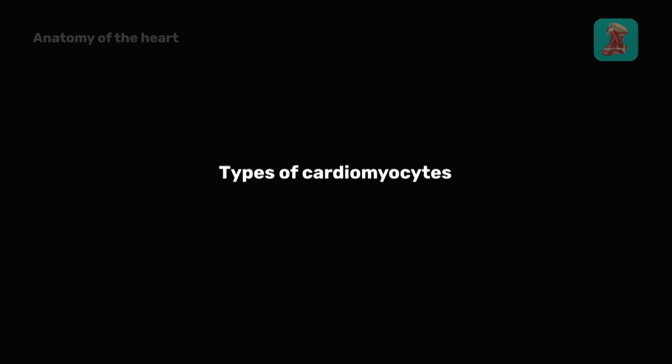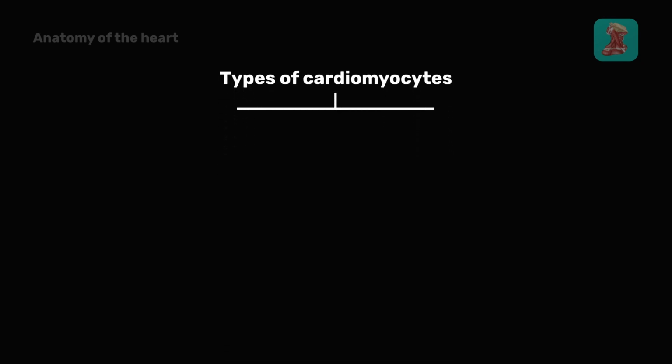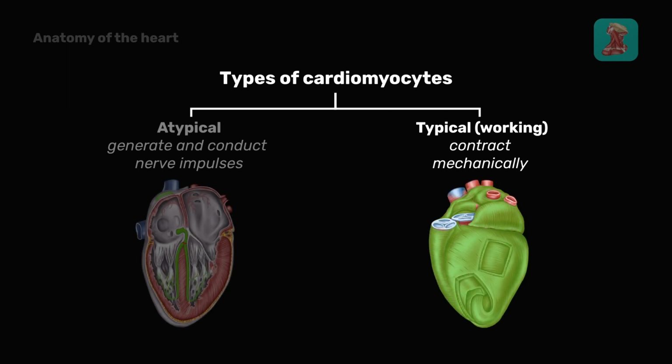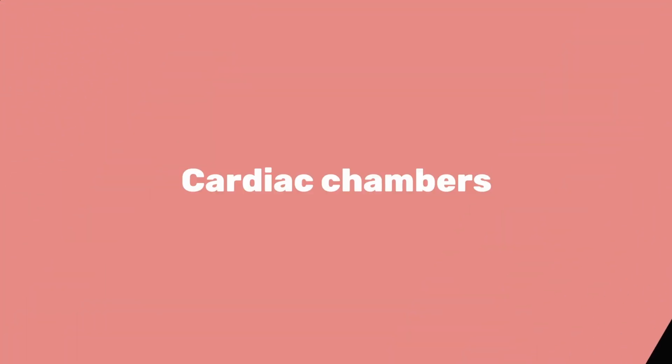It should be noted that there are two types of cardiomyocytes. Typical, working cardiomyocytes that contract mechanically under the influence of electrical impulses, and atypical cardiomyocytes. These generate and conduct nerve impulses. Such cardiomyocytes form the so-called conducting system of the heart. The sequential contraction of the myocardium forms the cardiac cycle.